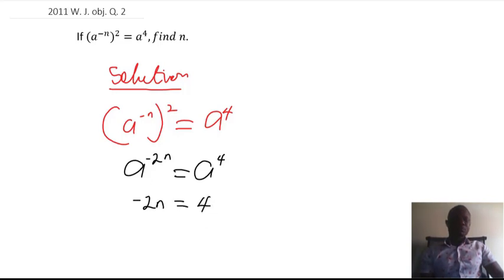So here we are solving for n, not -2n. So we divide both sides by the coefficient of n, and that is -2. The -2, the coefficient of n, will be cancelled out. Then -2 goes into 4, -2. So therefore, n is equal to -2.